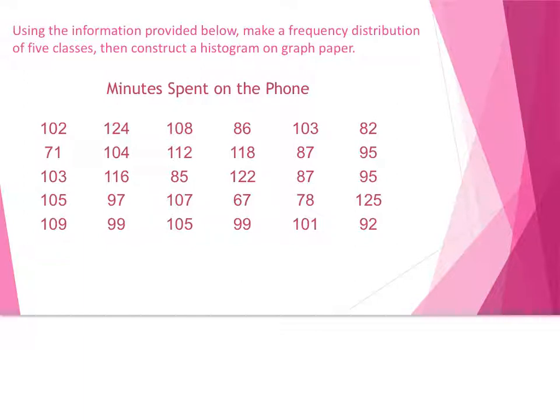Well, first we need to look through the data set and find the minimum and the maximum. Now, you may need to pause and go back. If you didn't write down all those numbers, you're not going to be able to find the minimum and the maximum. 67 is the lowest number, 125 is the highest.